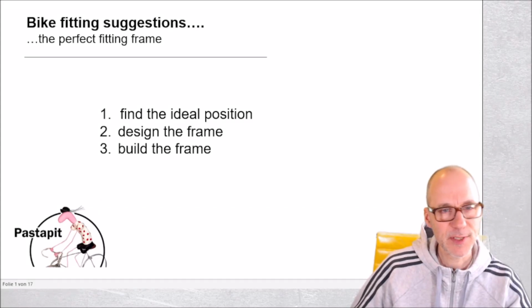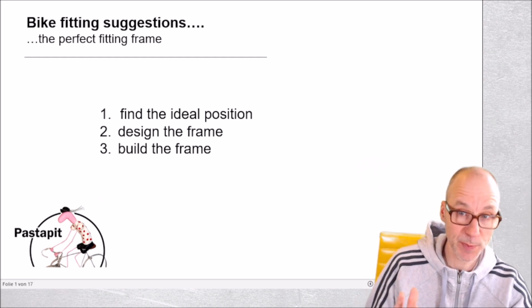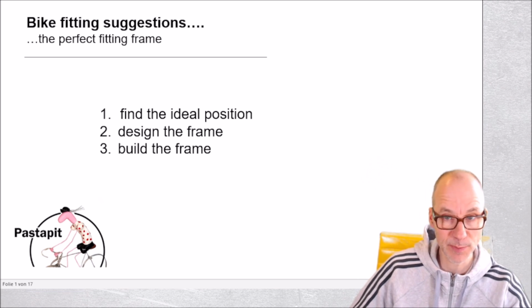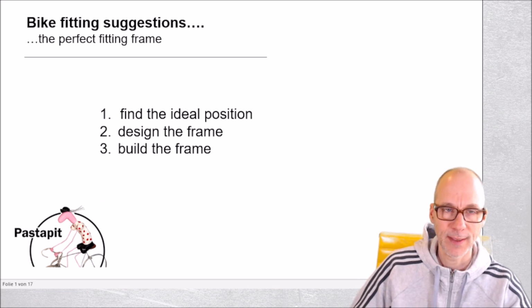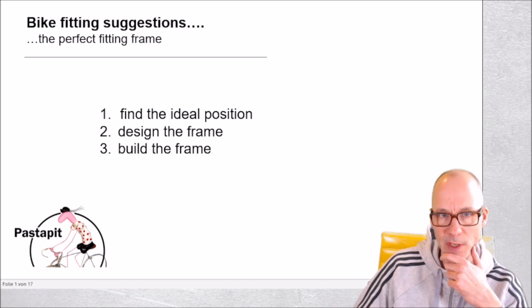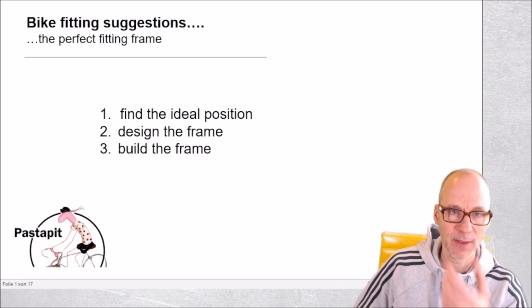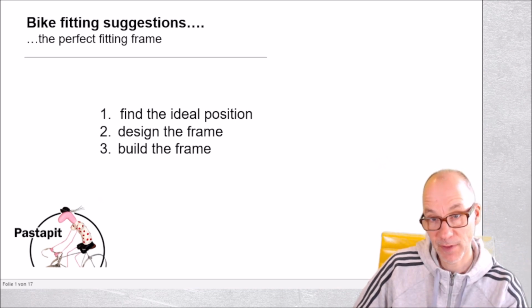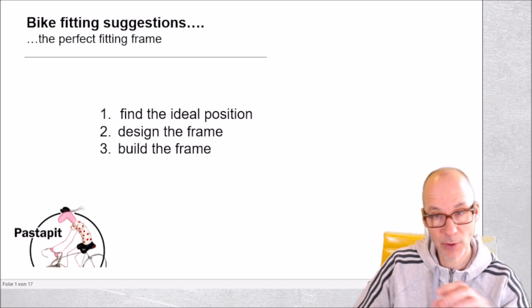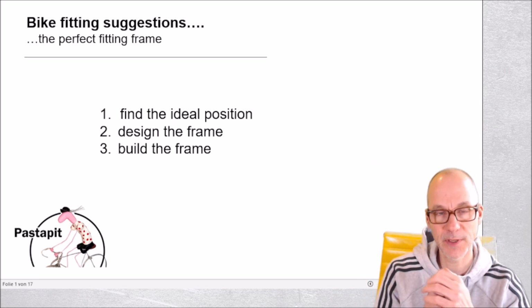Hello everybody, in this little series of 3 episodes I want to speak about the question how to find the perfect fitting race bike frame. If we want to answer that question, I think we can split it up into 3 different topics. If you want to find the perfect fitting frame, you first should find the ideal position of an athlete. And then once the athlete is in a perfect position, you can speak about the design of the frame.